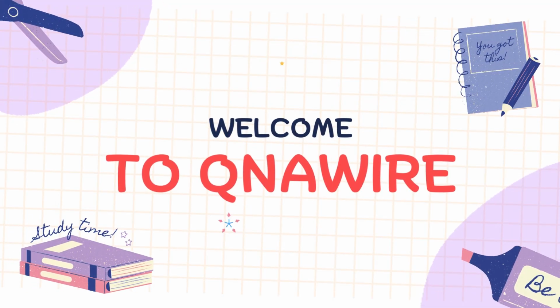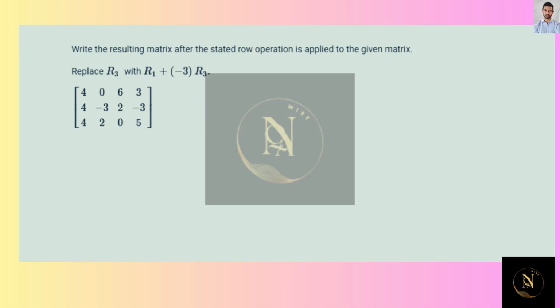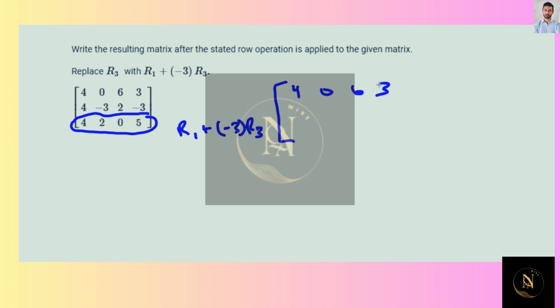Welcome to qnawire. We want to write the resulting matrix after the stated row operation is applied to the given matrix. We want to replace row 3 with row 1 plus -3 times row 3, meaning we're going to leave rows 1 and 2 alone.